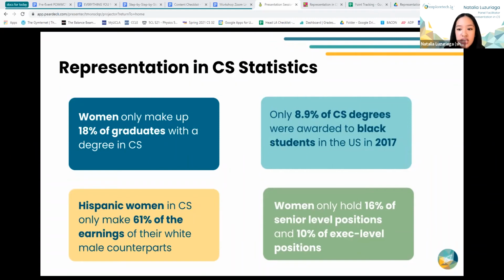So as you guys can see, there's kind of a lack of representation and support in both education and in the workplace. And one of the important things that we'll be talking about today is the importance of diversity and why it's needed, along with what we can do as individuals to bridge the gap.